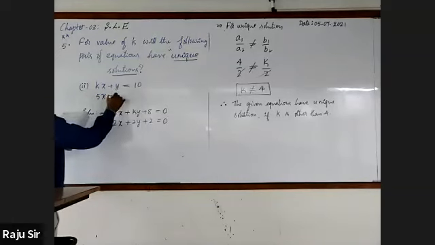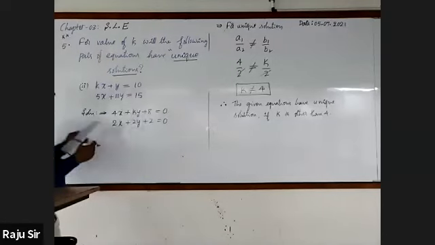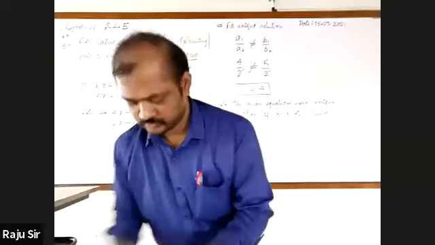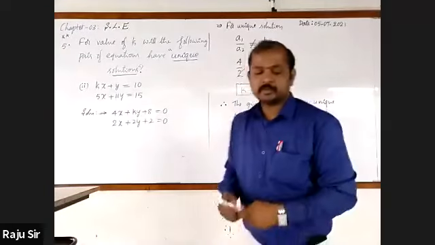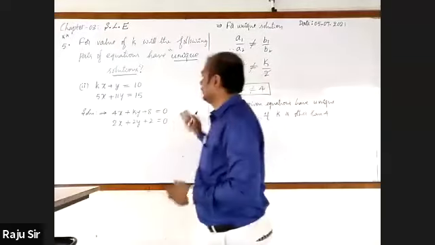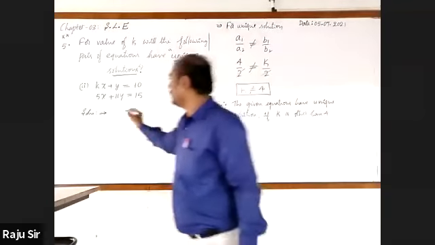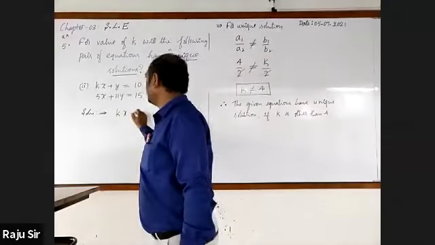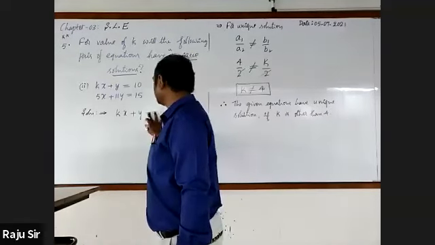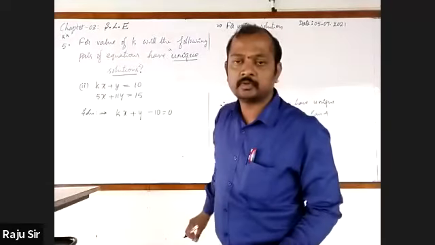Then 5x plus 11y equal to 50. Simple one it is. Please write with me. First, let me write the given equation in standard form. It is kx plus y is equal to 10. Transfer 10 to the left hand side. It becomes minus 10, which is equal to 0.